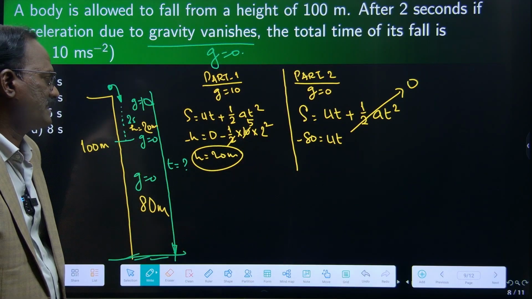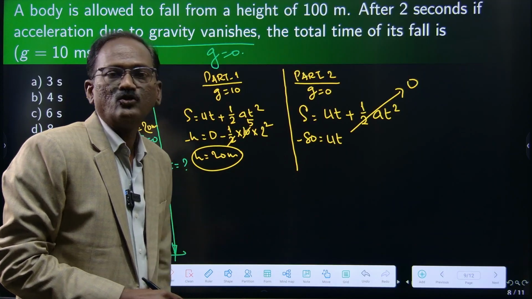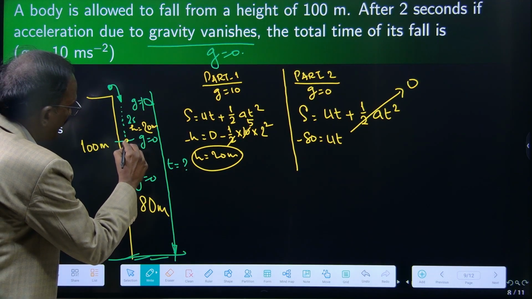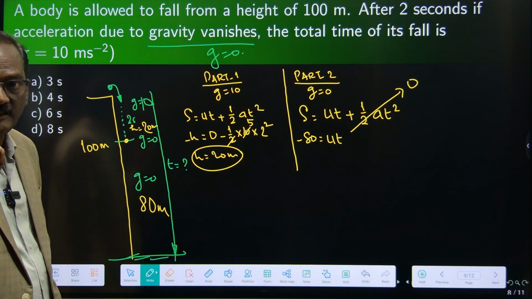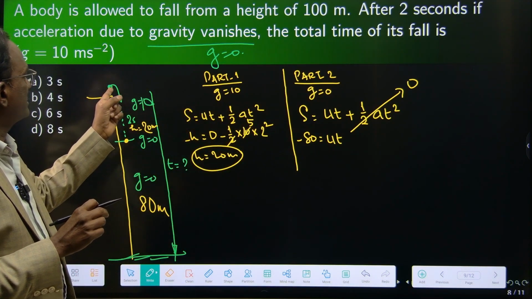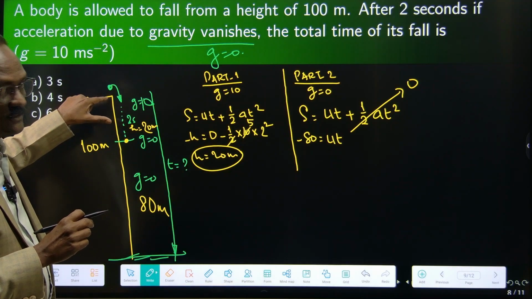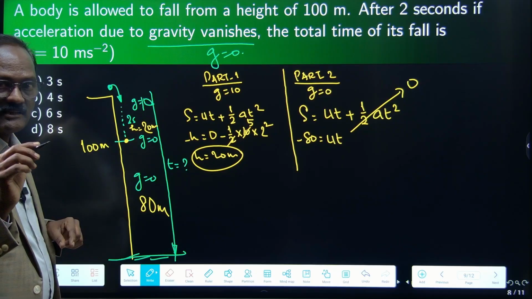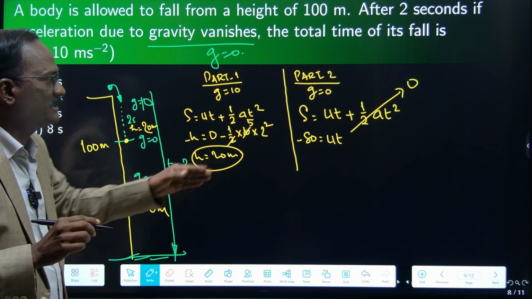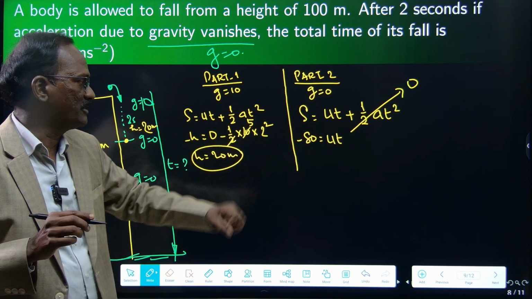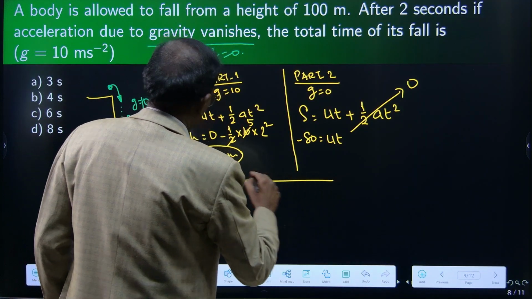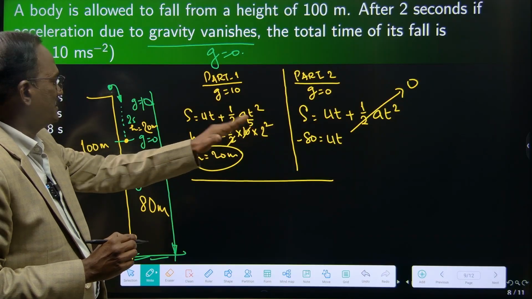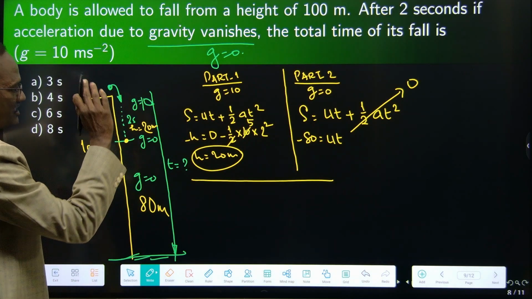This time is in fact asked, but we do not have the u value. For the stone, at this point, it will have some velocity. That velocity is u, not this velocity. This velocity is from the top of the tower. But at the 20th meter, it will have some velocity. That velocity is the initial velocity. We have to find the u value here. Right. So that u value will be nothing but the final value of part 1.